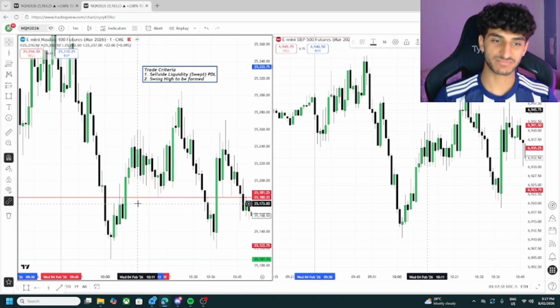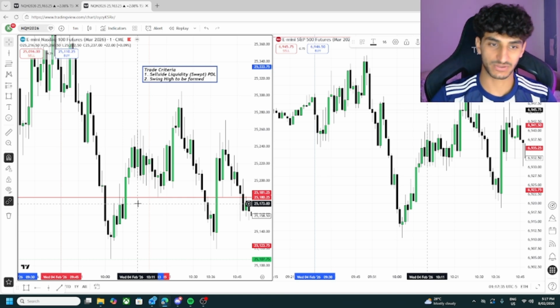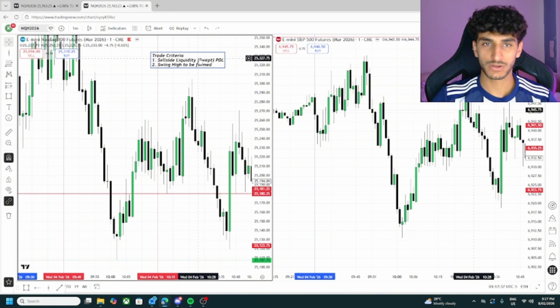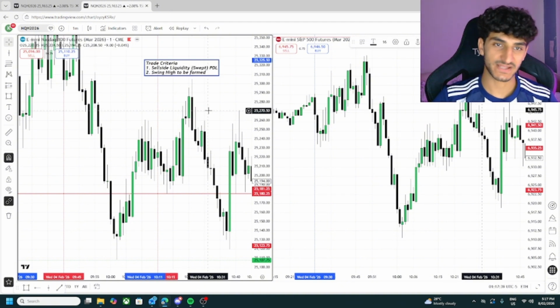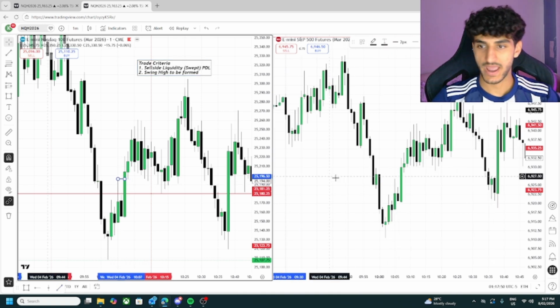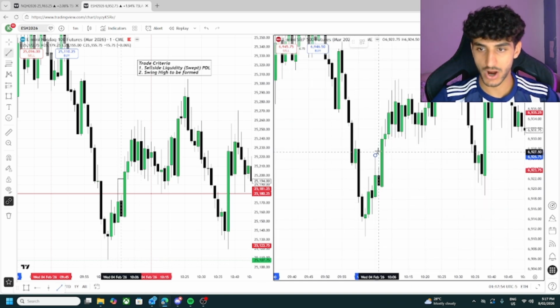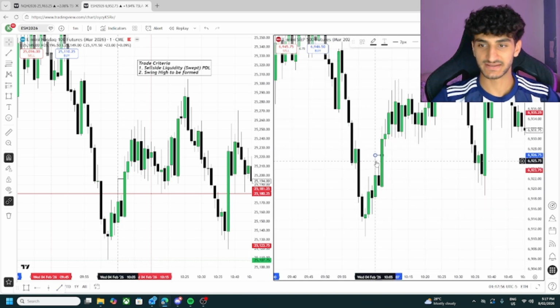And the reason being is because step number 3 and step number 4 are both correlated and related to step number 2. We actually can't move on to step number 3 or 4 if we don't have step number 2. So if we look very closely right here, we do have that 10:05 swing high getting created. And if we also look on S&P 500, we also get this swing high created at, again, 10:05.